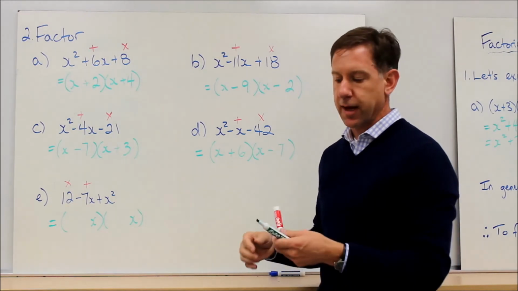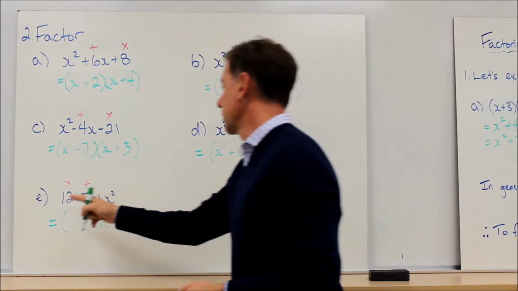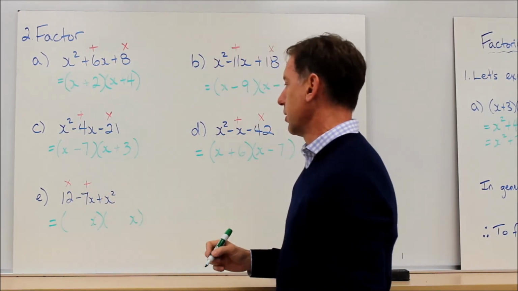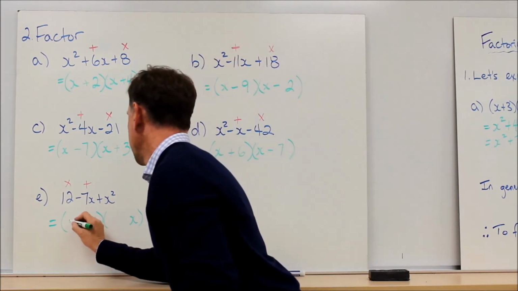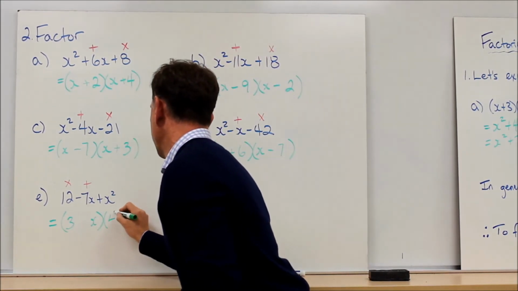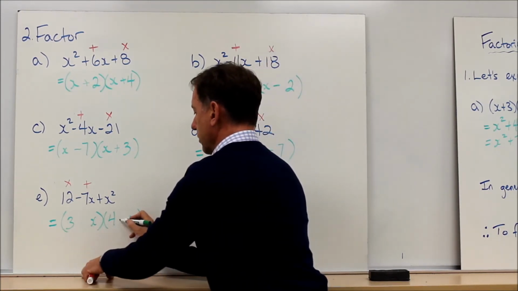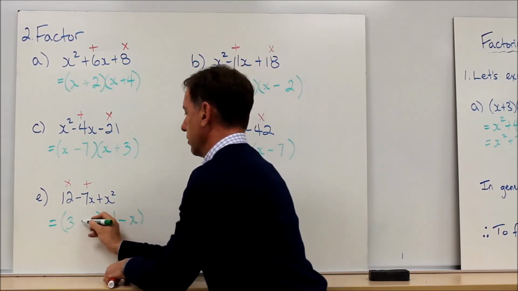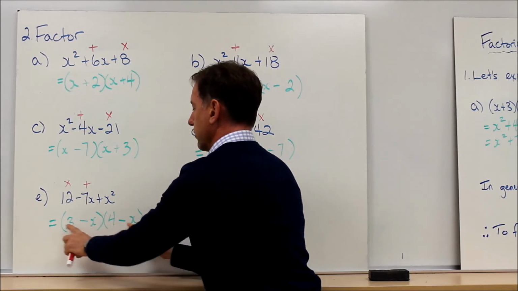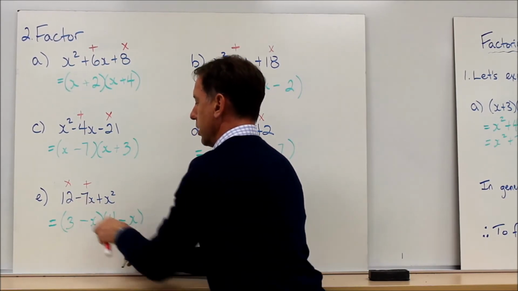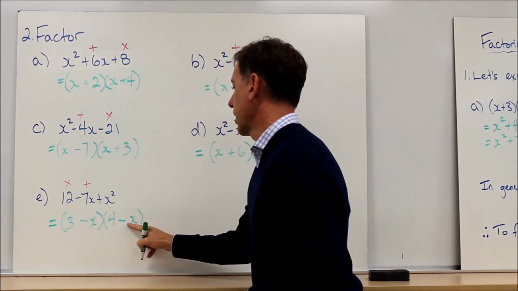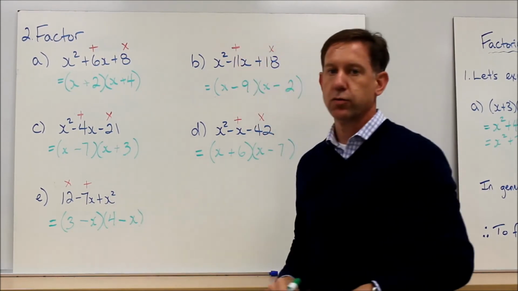The process is still exactly the same. Numbers that multiply to 12 that add up to negative 7, that should be 3 and 4. And check the signs. I need negative 3x subtract 4x. Negative 3 subtract 4 is negative 7, and negative x times negative x is positive x squared, and that works out as well.